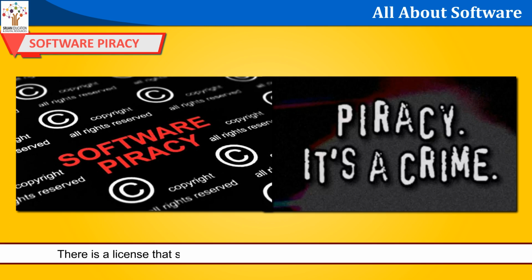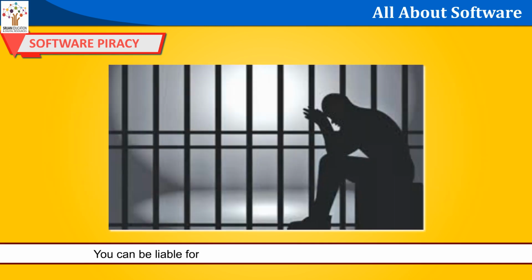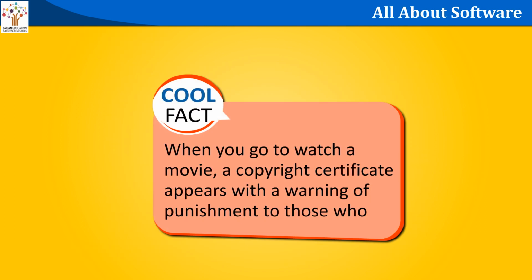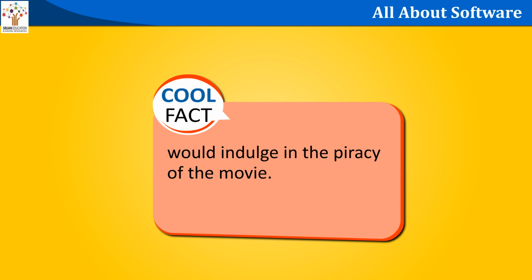There is a license that states that you can install the original copy of the software you bought on one computer and that you can make a backup copy in case the original is lost or damaged. You agree to the licensing agreement when you open the software. You can be liable for legal punishment if you break this agreement. Cool fact: when you go to watch a movie, a copyright certificate appears with a warning of punishment to those who would indulge in the piracy of the movie.